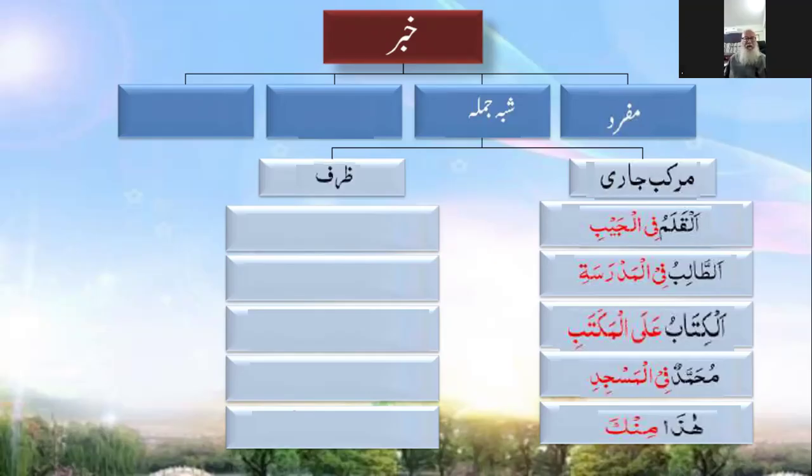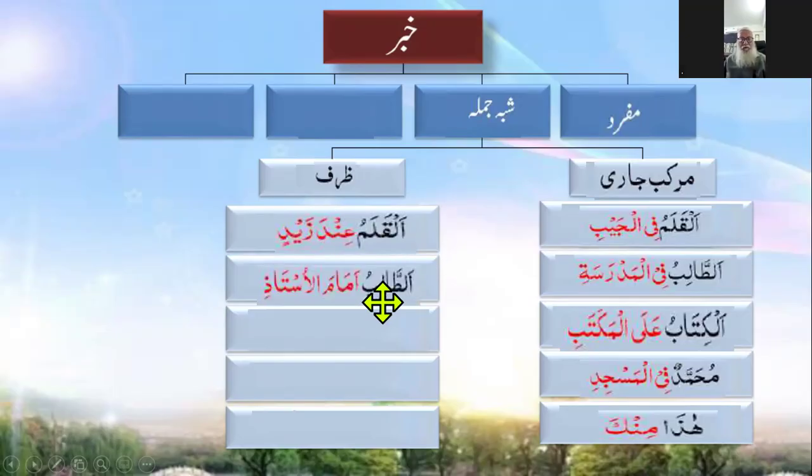Now the second is called zarf. Zarf is such a word which indicates either time or place. When it indicates time, it is called zarf-e zaman. When it indicates place, it is called zarf-e makan. Let's have an example. Al-kalamu inda zaidin. It was al-kalamu, same mubtada. What is it? Inda zaidin. Inda is mudaf. Zaidin is mudaf alayh. So it is coming as a khabar.